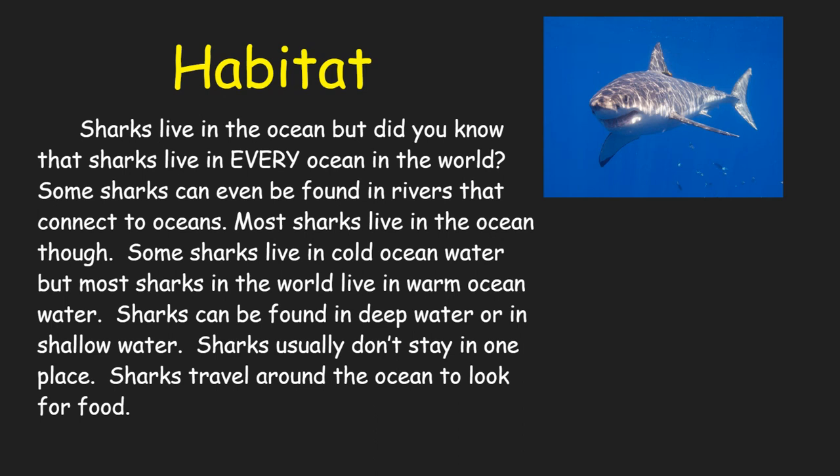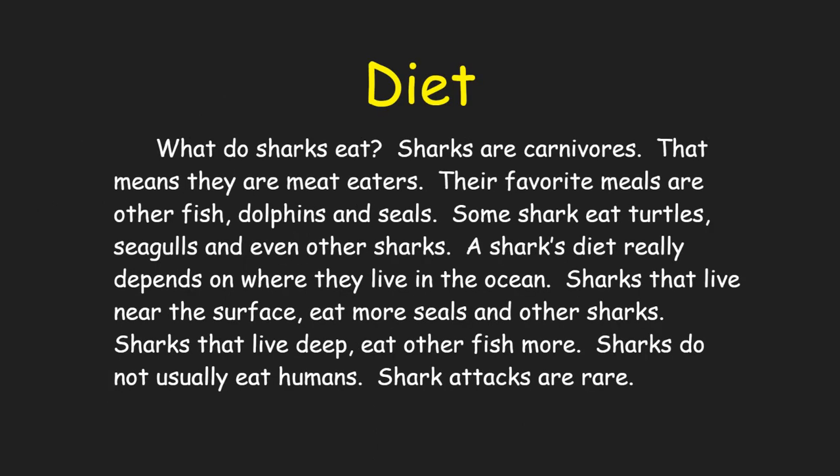Okay, so the next paragraph you should have is your diet paragraph, and this is about what your animal eats. So the topic sentence should be related to something about eating. What do sharks eat? Sharks are carnivores. That means they are meat eaters. Their favorite meals are other fish, dolphins, and seals. Some sharks eat turtles, seagulls, and even other sharks. A shark's diet really depends on where they live in the ocean. Sharks that live near the surface eat more seals.